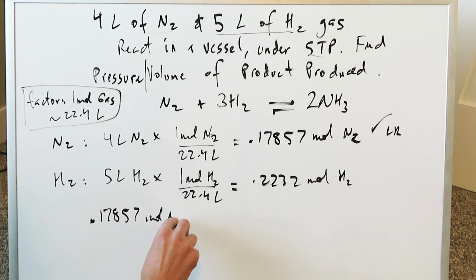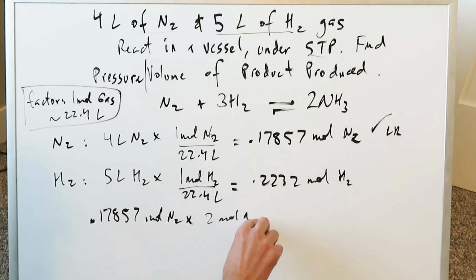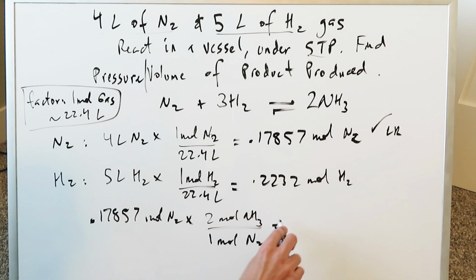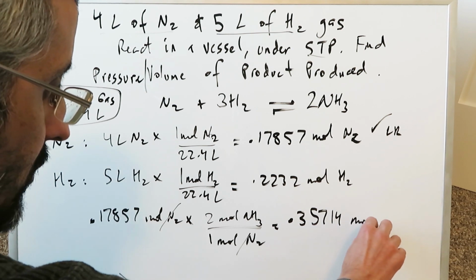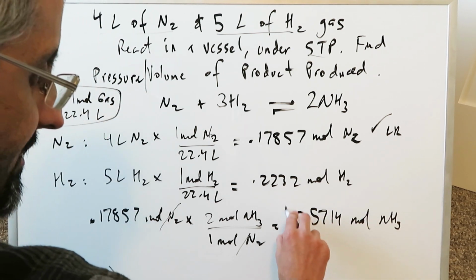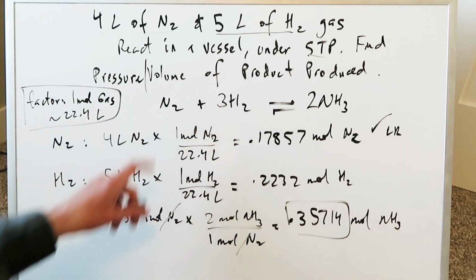0.17857 moles N2 times. This reaction generates 2 moles of NH3 for each 1 mole of N2. And by means of this, you'll see this will cancel out. You'll end up having an answer here in terms of moles NH3. All you have to do is this multiplied by 2. 0.17857 times 2. You get here 0.35714 mole NH3. But does this answer our question? No, it doesn't. It helps us answer our question because we still have to determine the pressure and the volume.